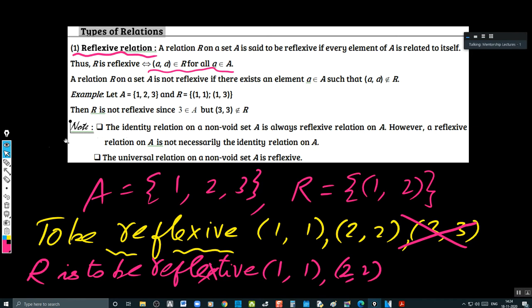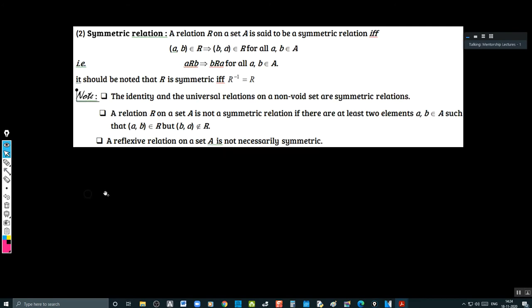And further, you are getting identity relation. In that one, you will have to identity relation. I'm coming to that. Yes, sir. This is about reflexive relation.